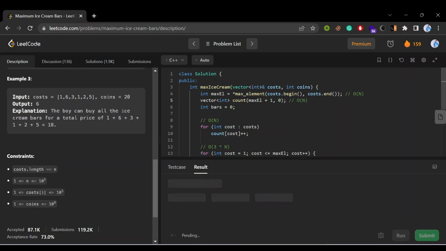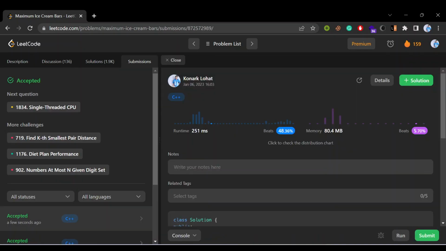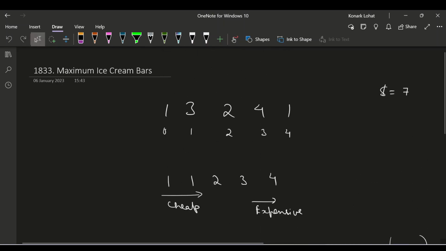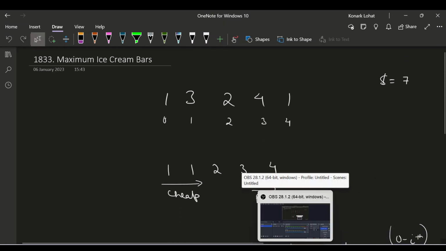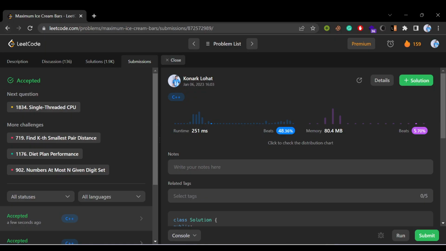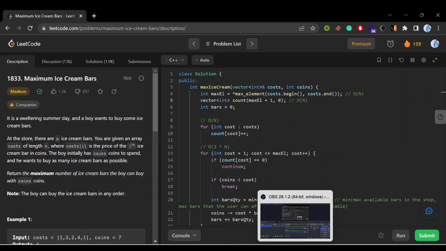Let's see if this will be submitted. Yes, it is. And it is performing quite well as compared to the previous one, the sorting one. So yeah, this is the problem. I hope it would have helped you, although there was not a lot of stuff to explain in this problem, because as I have said earlier, it's a very standard greedy problem, and greedy is the topic that everyone starts with. So I don't think there's any more explanation to this.